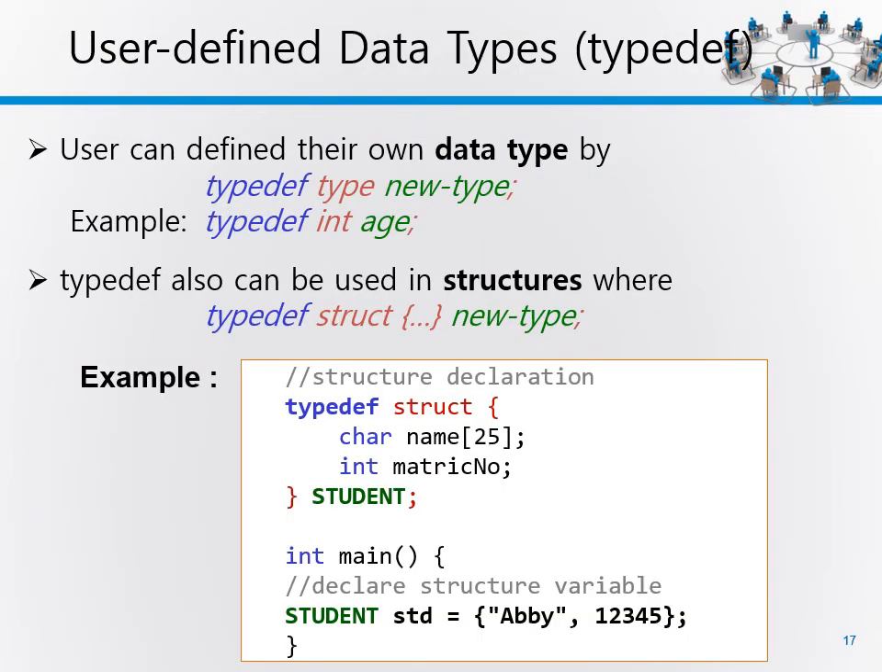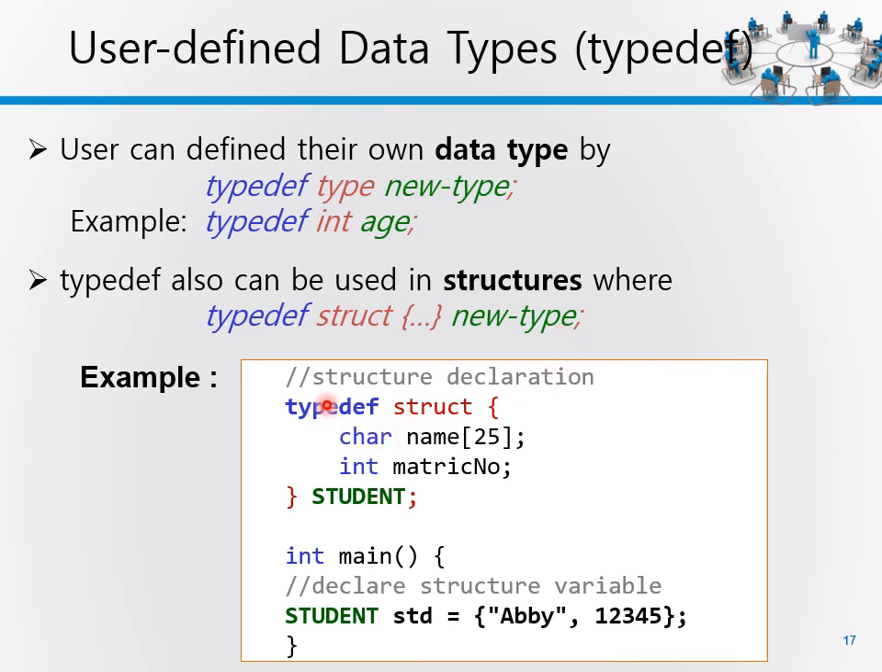Then for the user defined data type, we have a type definition, another way for you to use a user defined data type. Users can define their own data types by using this statement: typedef, type, new type. So we have typedef int age. This type definition can also be used in structures, where you have typedef, struct, list of members, and the new type.